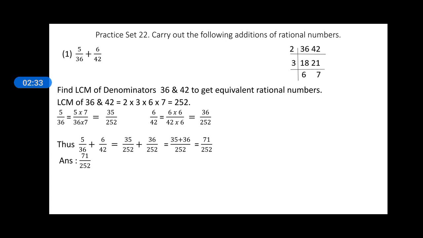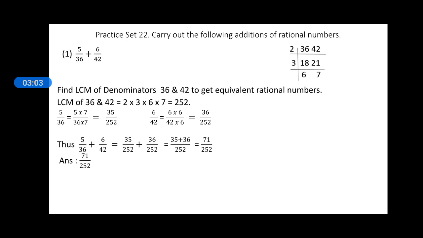Let's solve practice set 22. Carry out the following additions of rational numbers. The first sum, 5 upon 36 plus 6 upon 42. In this sum, the LCM of denominators is taken to get equivalent rational numbers. I have done the LCM working on the right hand side. LCM of 36 and 42 is 252.